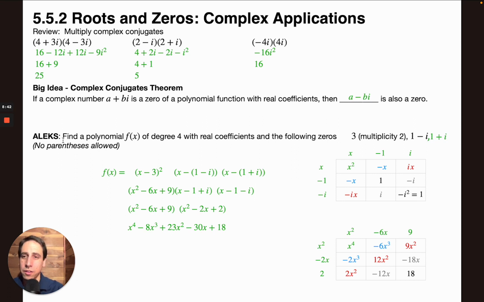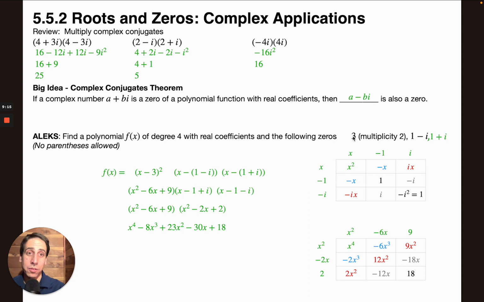Let's check. Let's take a look at the original instructions. It says, find a polynomial f of x. This is a polynomial. You can see it right here. There's no parentheses. Of degree 4, the degree is 4 here, with real coefficients. All the coefficients, 1, negative 8, positive 23, negative 30, positive 18, they're all real numbers. There's no i. It's not like 30ix here or 23ix squared. No, they're all real numbers. They're real coefficients. And the following zeros.